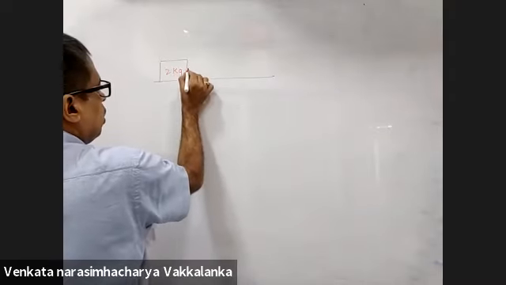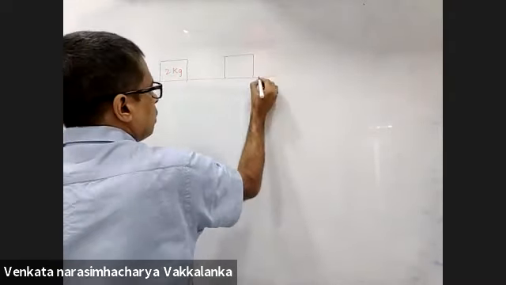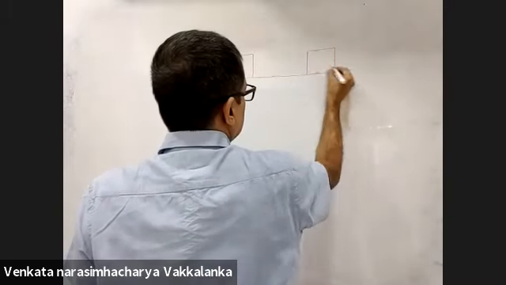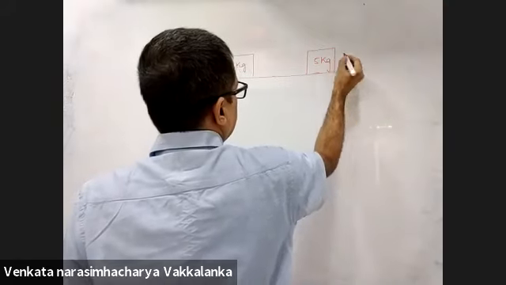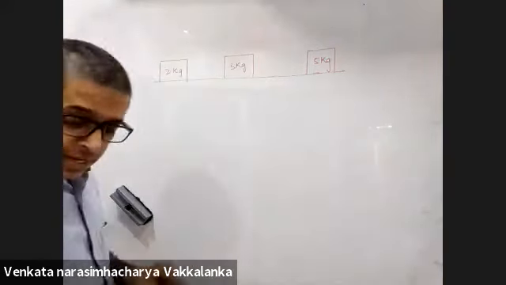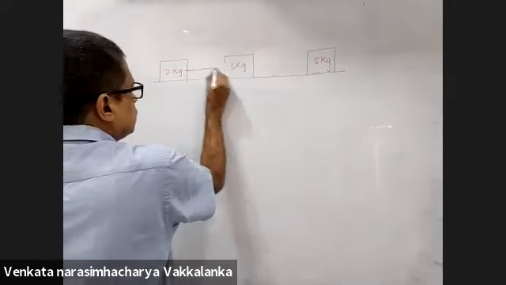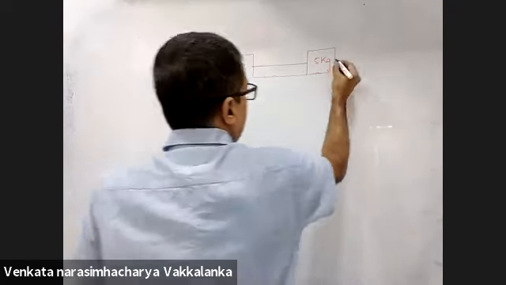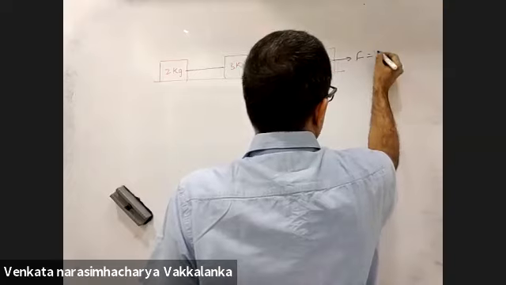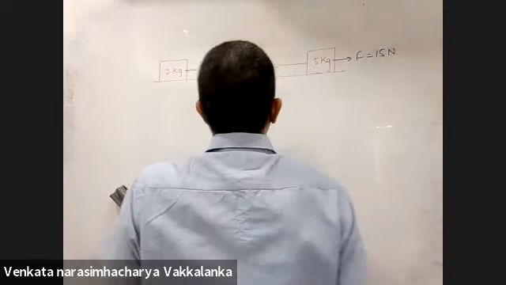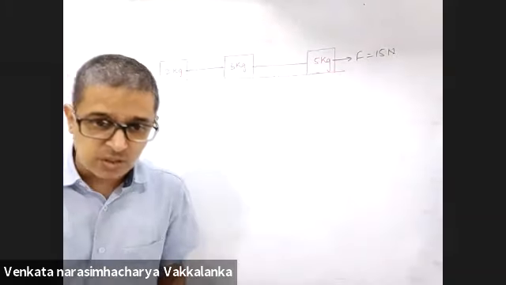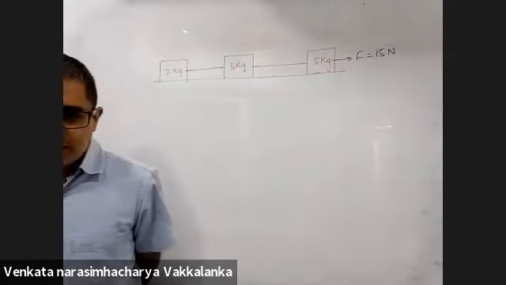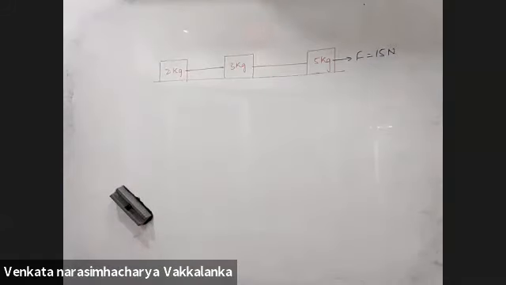2 kg block, 3 kg block, 5 kg block connected by strings here, and you are pulling with a force of 15 Newton. Find the acceleration and the tension in the strings.